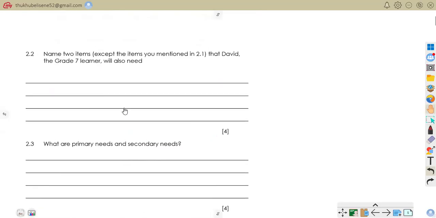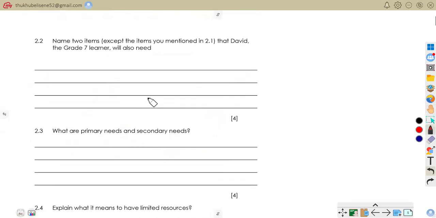So now let us come to 2.2. Name 2 items, except the items we mentioned in 2.1, that the grade 7 learner will also need. So we are talking about items needed for school, as we are told that he is a grade 7 learner. So we can talk of what things learners need to continue learning.